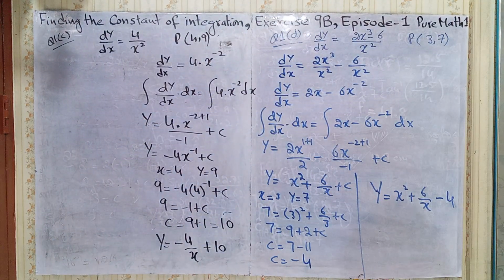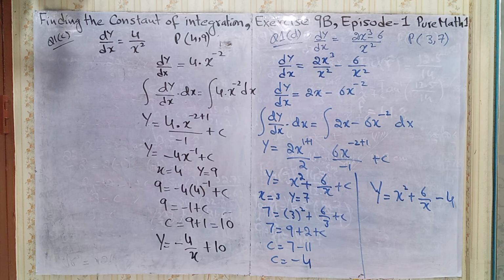It's possible that we might make mistakes in calculation. So I think this is how you do this. 7 minus 11 is minus 4. I by mistake wrote minus 2. So my answer is y is equal to x square plus 6 divided by x minus 4. So this is how you do question number 1, and it's a D part.